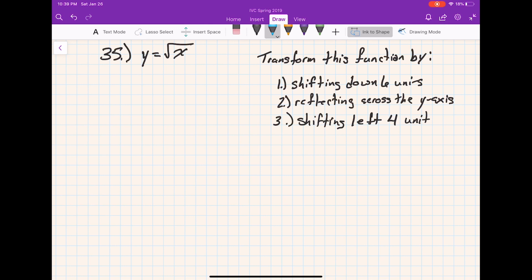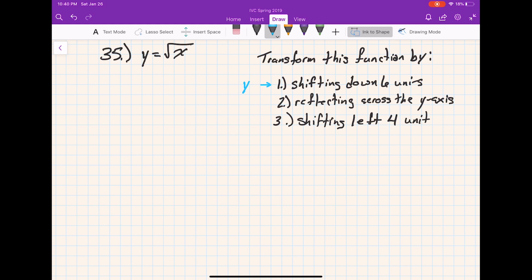We're going to transform this function by shifting down 6 units, reflecting across the y-axis, and shifting left 4 units. I pulled all this information out of a paragraph that was written here, but just for the sake of making our life easier, I wrote it all down here for us.